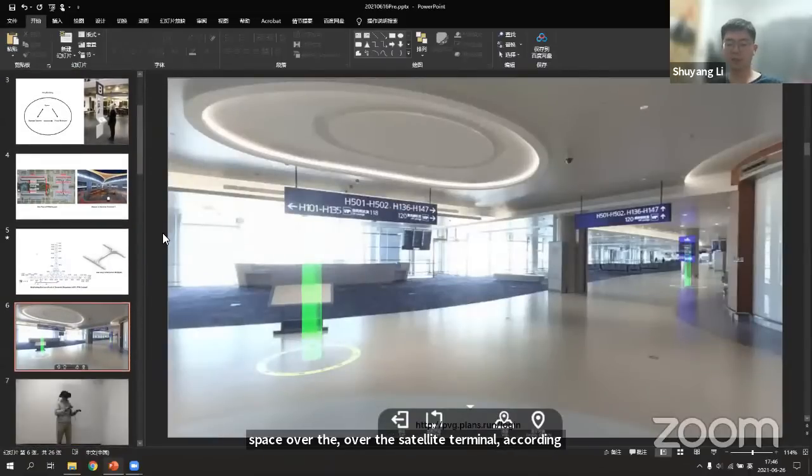And the panorama is projected on the 3D interior model, which gives a better stereo visual experience. And then the interior space of the satellite terminal of PVG Airport is reproduced as a virtual reality scene. And we named it the digital twin of PVG Airport, just like this picture.